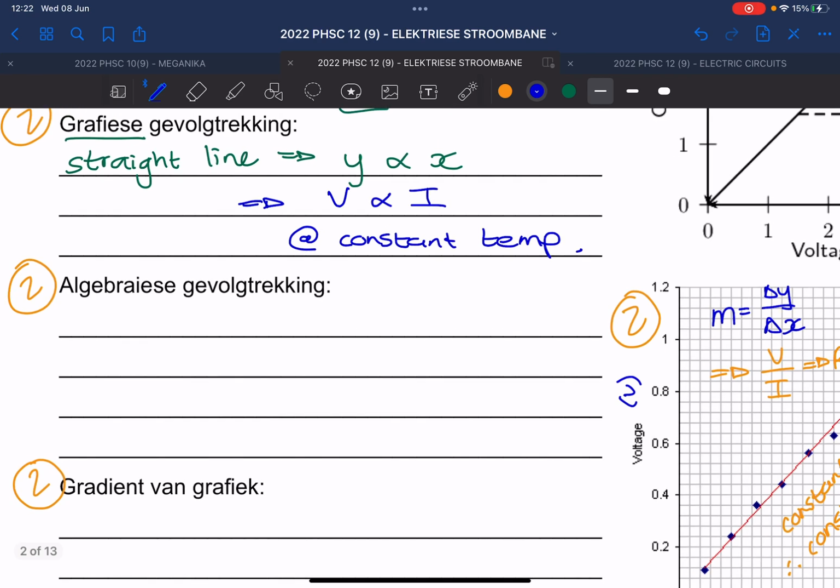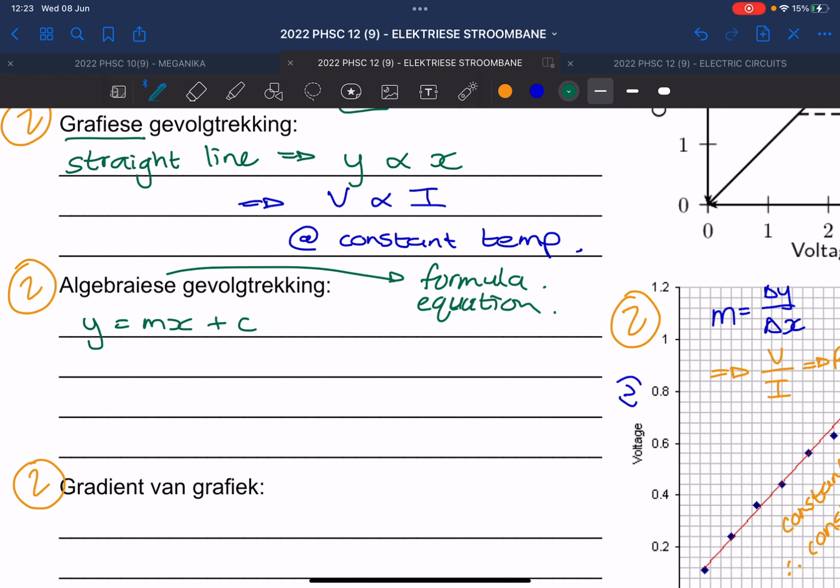Okay, then an algebraic conclusion is where you're going to look at a formula or an equation. Okay, so for a straight line graph, vir 'n reguit lyn grafiek, ek weet julle skryf wiskunde wanneer? Vrydag. Thank you. Y is equals to mx plus c.